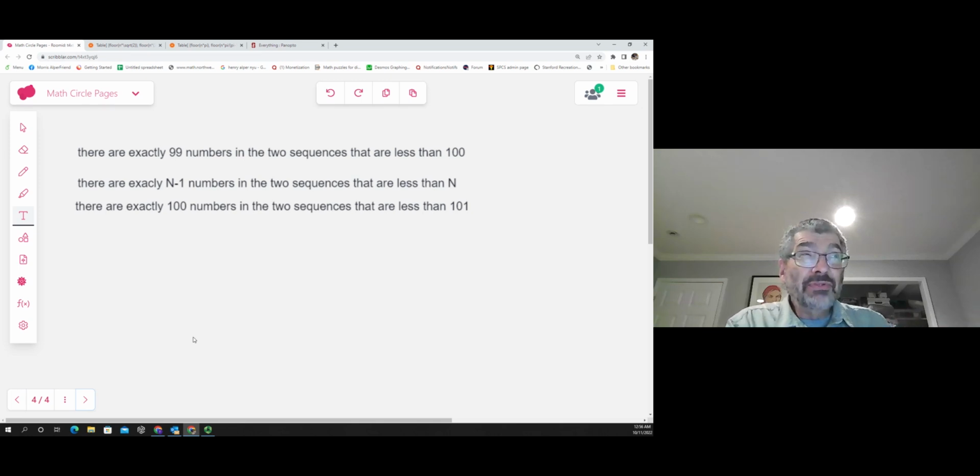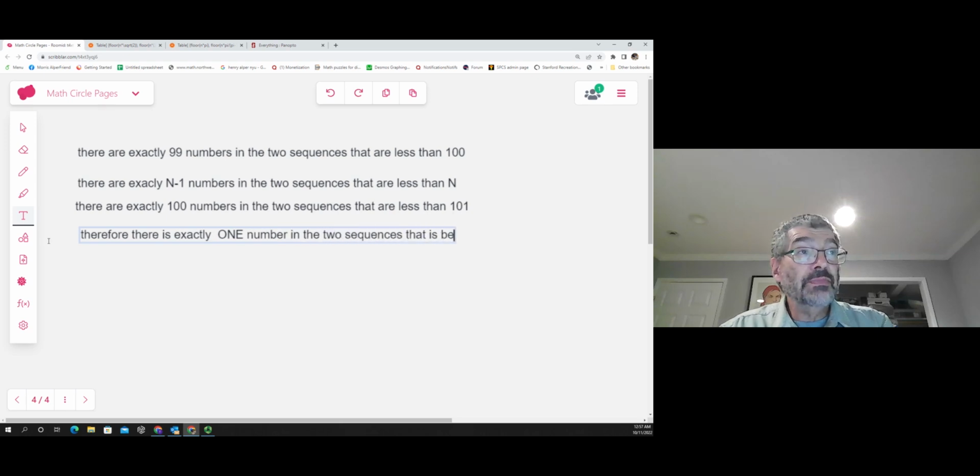But wait, if there's 99 numbers in those two sequences that are less than 100, and 100 numbers in the two sequences that are less than 101, there's got to be exactly one number in the two sequences that's between 100 and 101. I'm going to type that down. Therefore, there is exactly one number in the two sequences that is between 100 and 101.